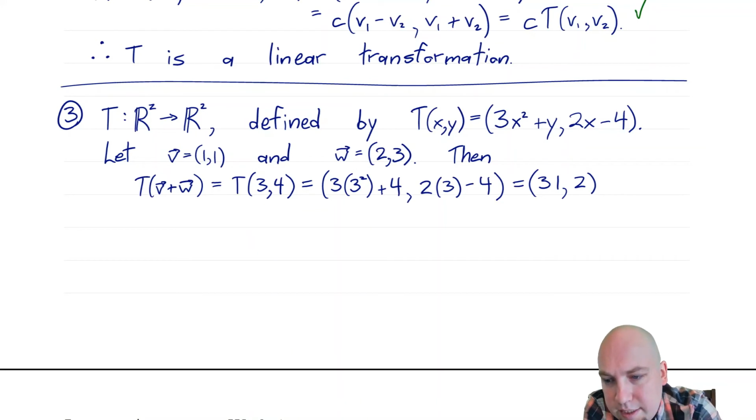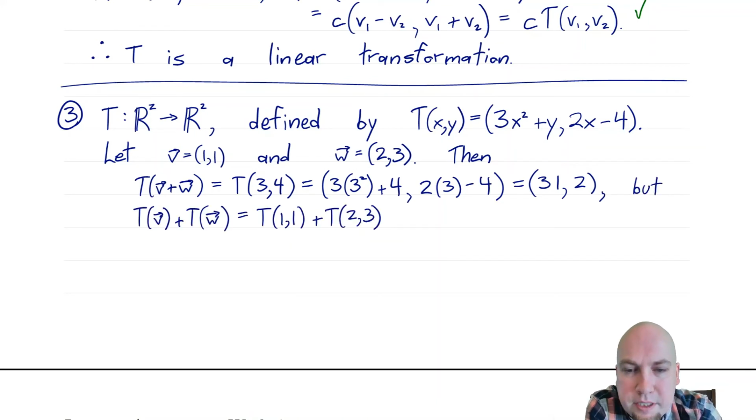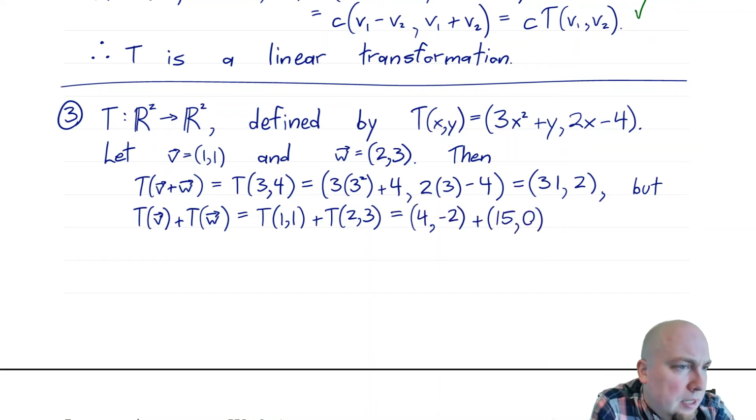Great. That doesn't tell me anything yet, but now I'm going to compute T of v plus T of w and compare. My hope is that I get a different vector. If I get a different vector, then I know it's not a linear transformation. So T of (1, 1) plus T of (2, 3). That's T of v plus T of w. All I do is plug these numbers into the definition of T. I plug (1, 1) in, so I get 3 plus 1 is 4 in the first entry, and then 2 minus 4 is minus 2 in the second entry.